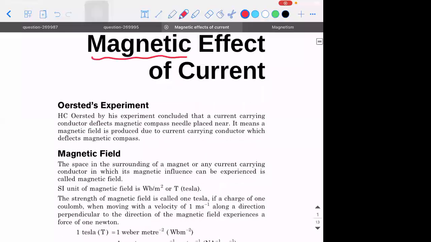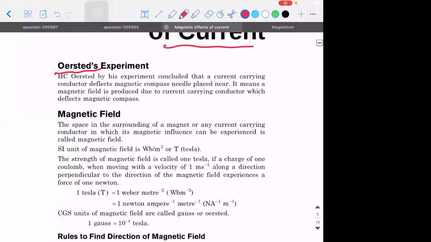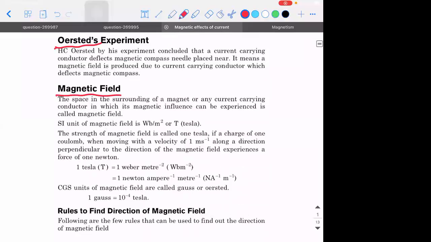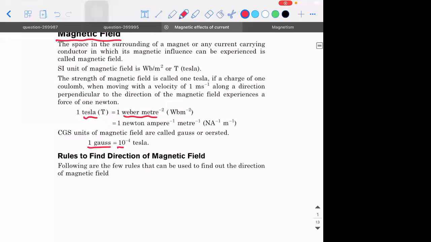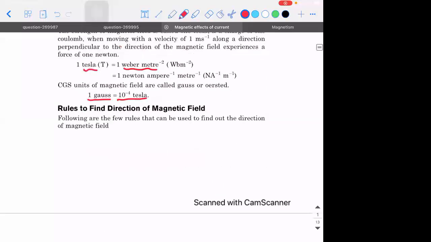So the context, magnetic effects of electric current, says, in this chapter, we mainly concentrate on what? That when current is flowing through a conductor, then there is a magnetic field generated around it. It was first observed by Oersted. Then we studied what this magnetic field is. The unit of magnetic field is Tesla. It is also called Weber per meter square, where Weber is a unit of magnetic flux. In SI units, 1 Gauss is 10 power minus 4 Tesla.